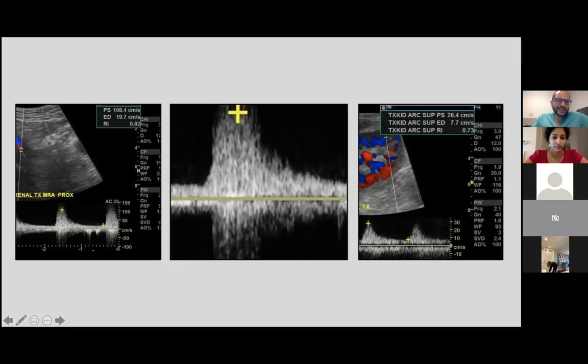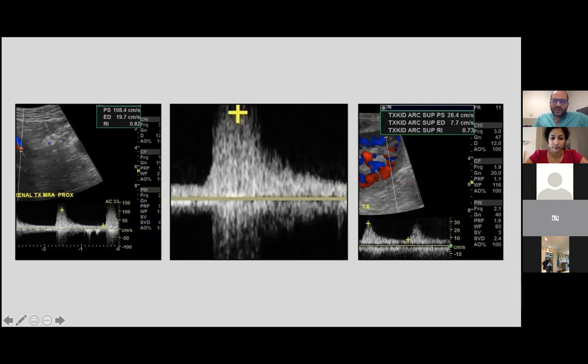Here is one where you can see the proximal renal artery. The velocity is 108 centimeters per second. Doesn't look like there's a whole lot going on as far as increased velocity. But if you look closely at the waveform, you can see that there's actually spectral broadening. The whole spectrum is completely filled in here. So this meets one of the three criteria.